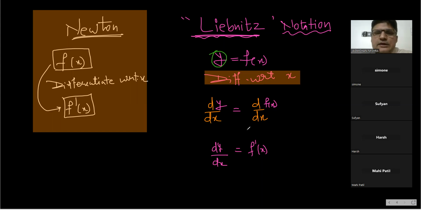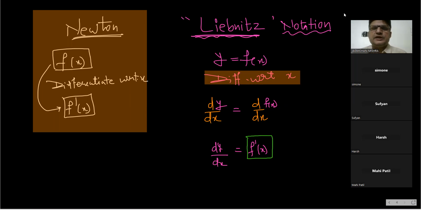Okay. And then this d by dx of f of x is nothing but the first principle, whatever you had done. So what you will do: d by dx of f of x, that is the derivative of f of x with respect to x. What is it? It is f dash x. So dy by dx is the same as f dash x.